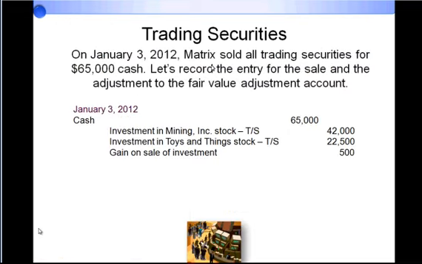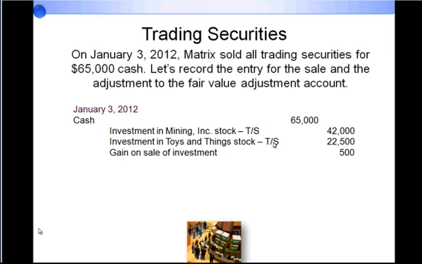So now on January 3rd, they sold all those trading securities like we expected them to for $65,000 cash. Let's record the entry for the sale and the adjustment to fair value. So first of all, the sale, we debit cash for $65,000. That's how much we received.